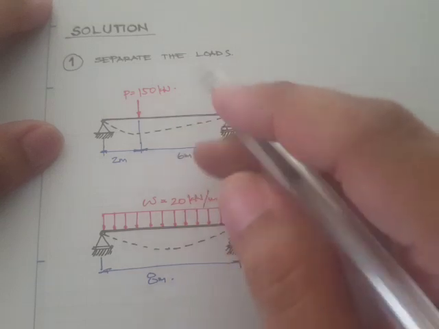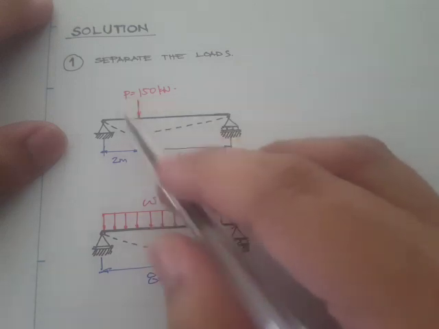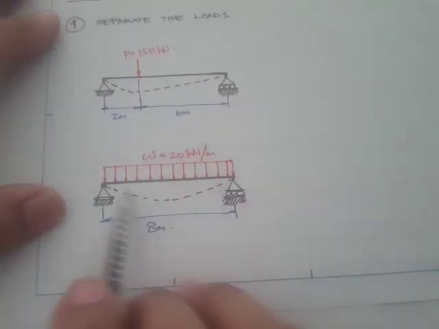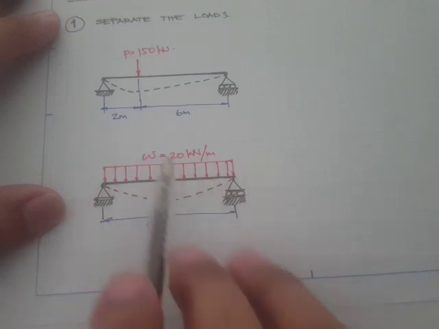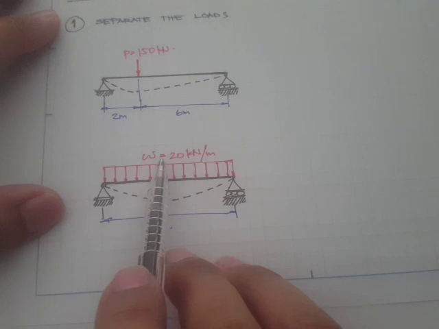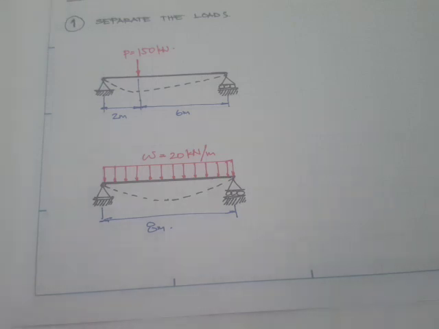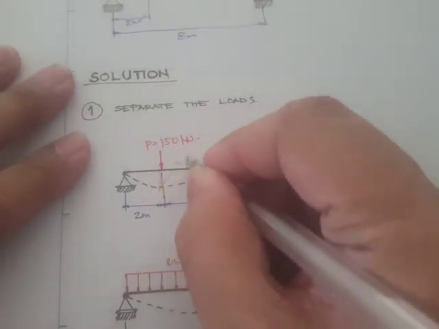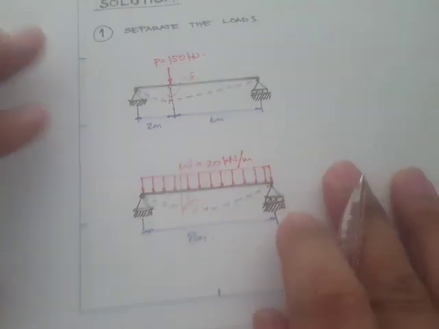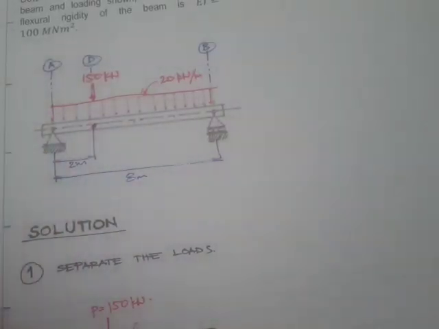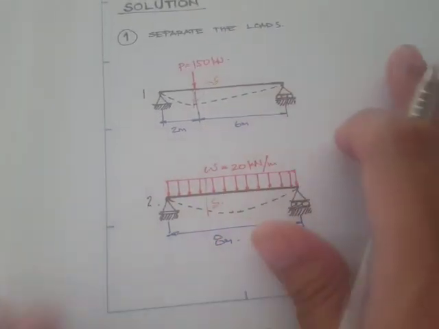Okay, so the first step that we usually do is to separate the loads. Right here we have a simply supported beam with only the concentrated load, and right here we have the simply supported beam under only the uniformly distributed loading. Okay, so we need to evaluate the deflections here. To start, let's call this beam 1, and this is our beam 2.